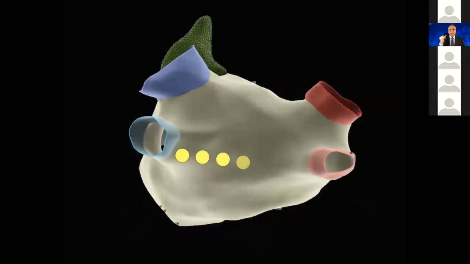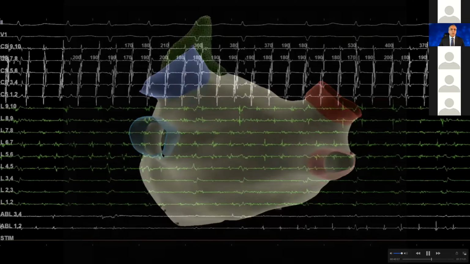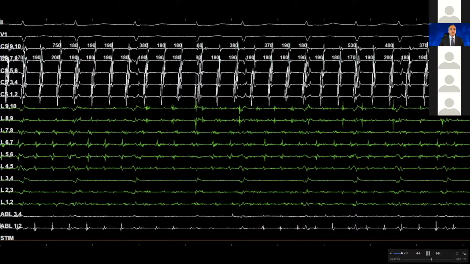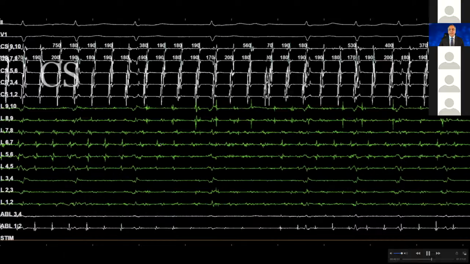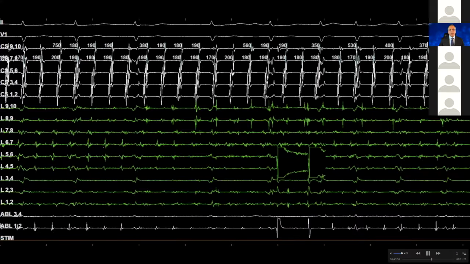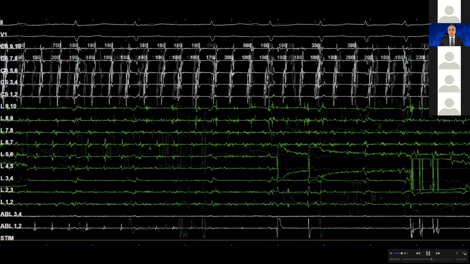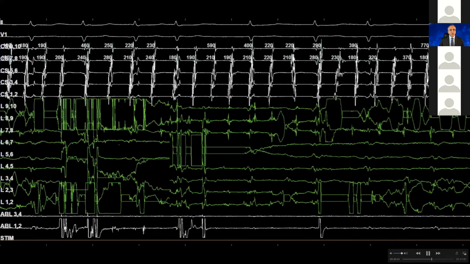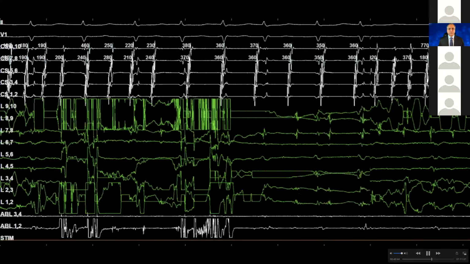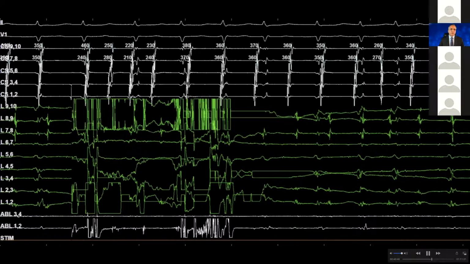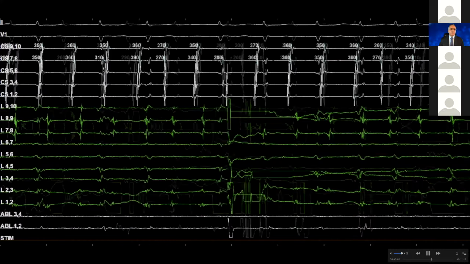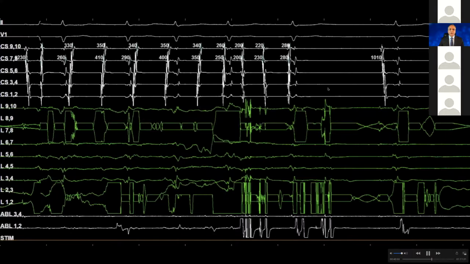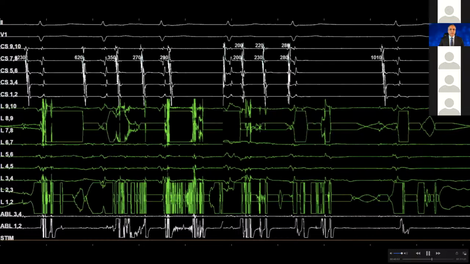And here you can see on the mapping system that you perform a floor line. This was during the case, interestingly, in AFib, as we were trying to isolate a pulmonary vein and the posterior wall. We were just getting a little bit more organized rhythm. And as we were trying to finish the posterior wall, you can appreciate that it went to a slow AT and some extra beats and terminated.